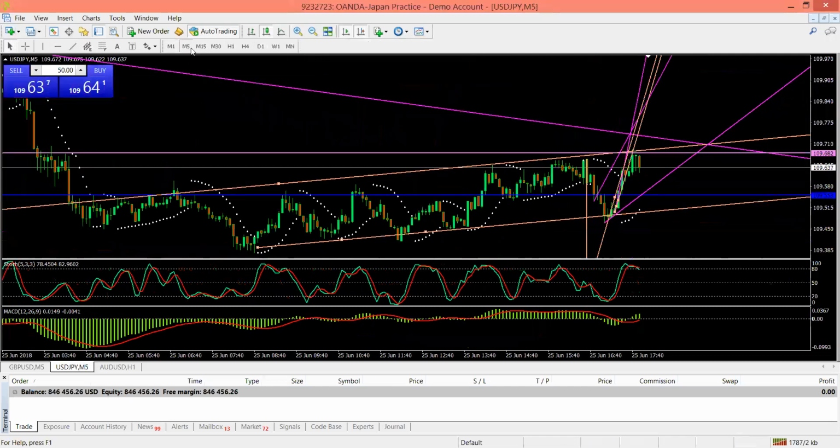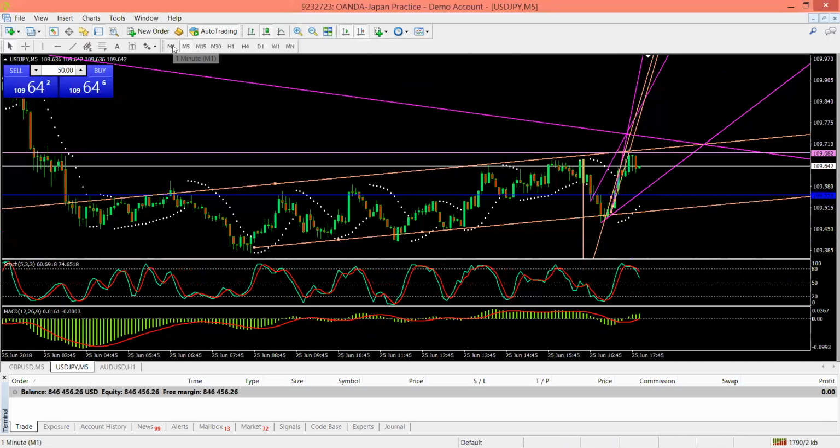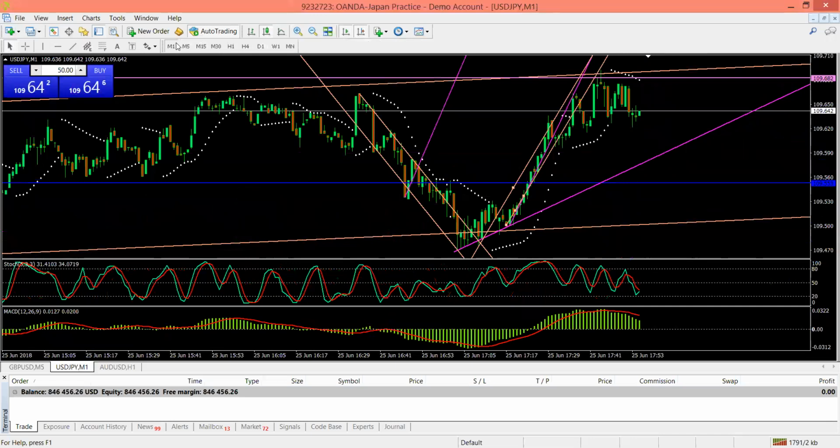M5 crude oil. M5 better. M1 too many. M5 better. Yeah, but you cannot trade this, ma. This is not tradable. You need to go M1 to see. You need to see all the waves on the M1. You need to see all. You can't see any of these on the M5.